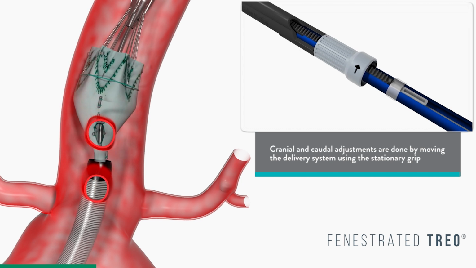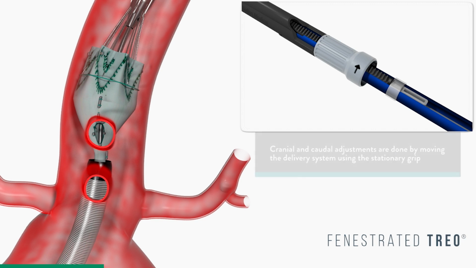Axially align the fenestration's markers with the targeted vessels by pushing or pulling the black stationary grip as required. Pull back the introducer sheath, partially deploying the constrained stent graft and align fenestrations. Confirm that the left lateral marker has been positioned on the patient's left side.